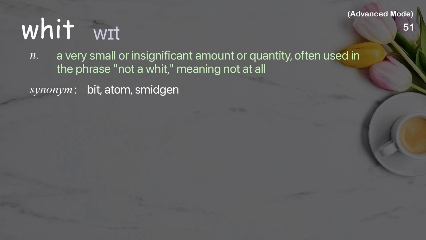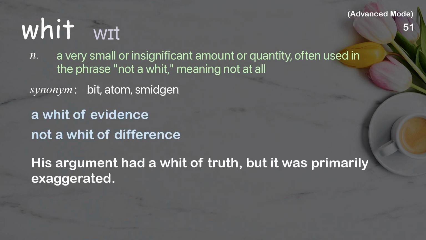Whit. A very small or insignificant amount or quantity, often used in the phrase "not a whit," meaning not at all. Examples: A whit of evidence. Not a whit of difference. His argument had a whit of truth, but it was primarily exaggerated.